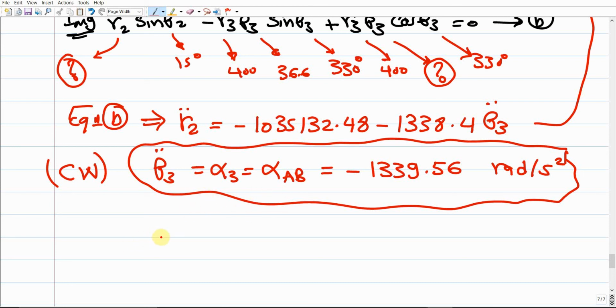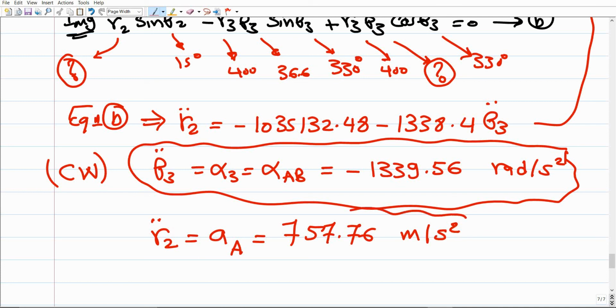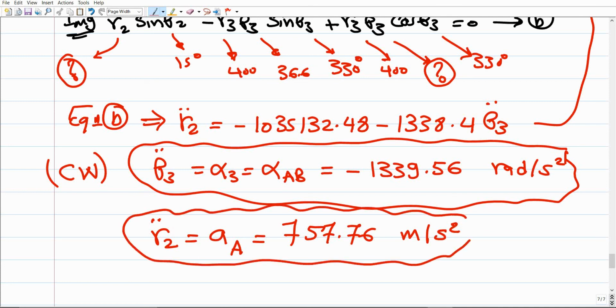Then how about the R2 double dot? This should be the acceleration of the slider A, which is going to be obtained as 757.776 meter per second square, and it is positive. So what does it mean, positive? It means that it is in the same direction as the R2 vector.